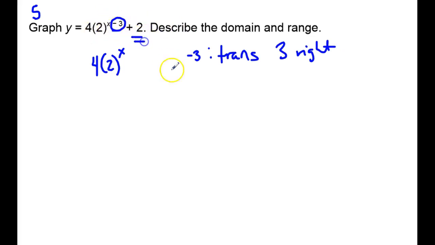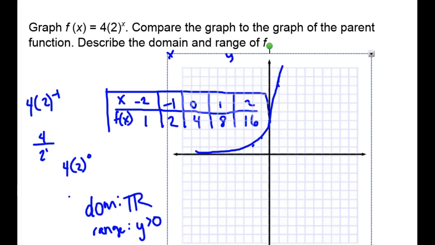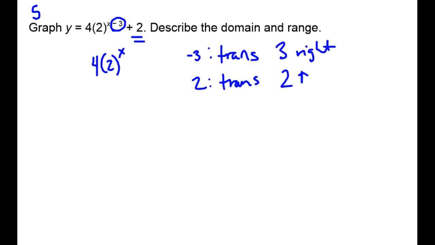And then I see I have this 2. The 2 will translate 2 units up. Right? And because it's outside, it's not with my x, that tells me it goes up and down. So I know that I'm going to have a graph that looks a lot like this, right? Because here was our 4 times 2 to the x. Here was my parent function for this one. And what I've done to it is just made those translations. So I know that I've just translated my graph 3 to the right and 2 up.